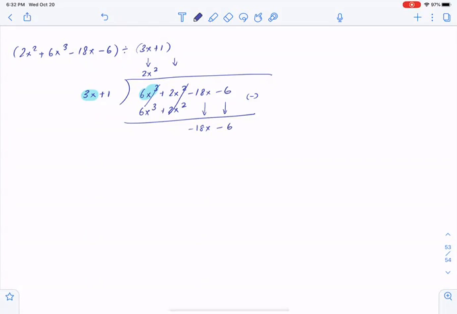I've got to come up with a number or an expression in the quotient so that when I multiply with 3x in the divisor, I get negative 18x. So that would be negative 6. 3x times negative 6 is negative 18x. 1 times negative 6 is negative 6. Subtract the two. 18x will get cancelled. Negative 6 will get cancelled. They are the same term or expression, so we will get 0. The quotient, therefore, is 2x squared minus 6. The remainder is 0.